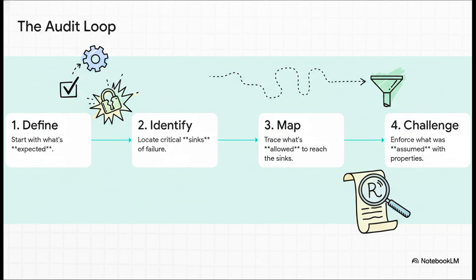1. You define what the system is supposed to do, the expected path. 2. You find the sinks where the worst damage can happen. 3. You trace all the possible paths, everything that's allowed that could possibly lead an attacker to those sinks. And 4, you challenge every single assumption you find along those paths by writing down hard rules.